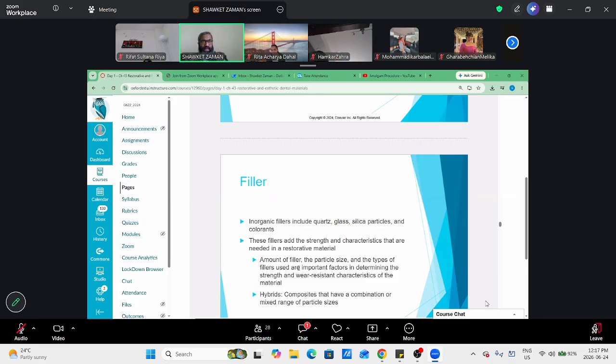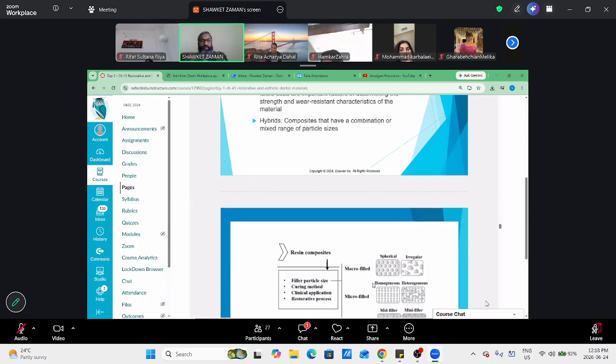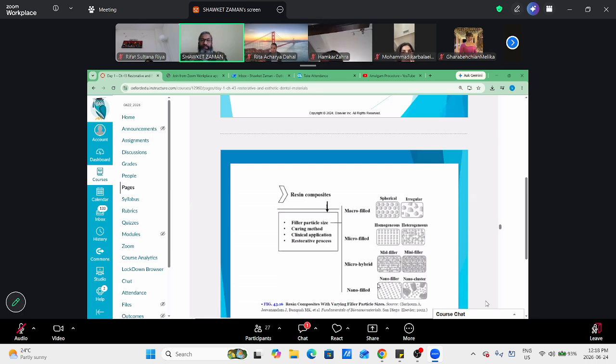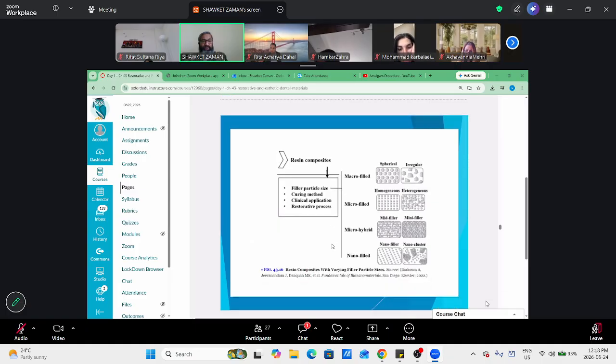Nowadays, people are using hybrid materials. Hybrid materials means that at the very beginning of dentistry, we used microfill for anterior teeth and macrofill for posterior teeth. Nowadays, hybrid materials can be used for any anterior or posterior teeth. On the basis of the filler particles, they come as macrofilled, microfilled, microhybrid, and nanofill. These are the different sizes of filler particles combined with the restorative materials to make composite resin restorations.